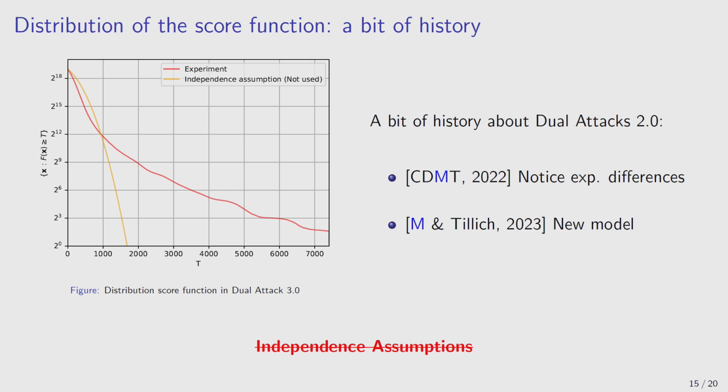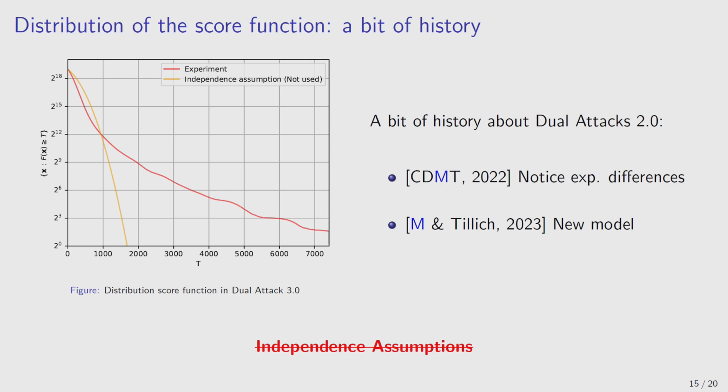first, to understand the behavior of this score function, independence assumptions were used. And basically, in dual attack 2.0, we noticed some experimental differences between the behavior of the score function and what would be given by this independence assumption. But we conjectured that it was not so bad. In 2023, with Jean-Pierre, we showed that this independence assumption was not working at all, and we proposed a new model to predict accurately the behavior of this score function.